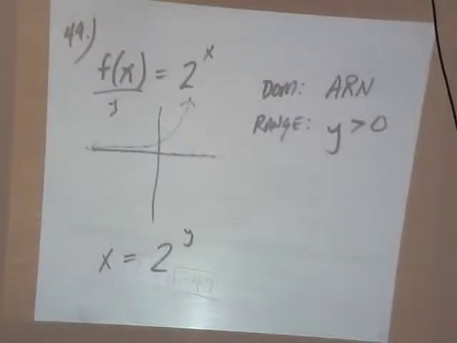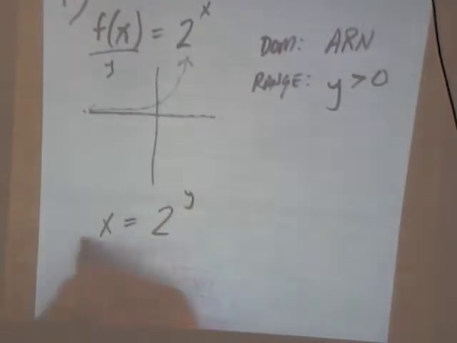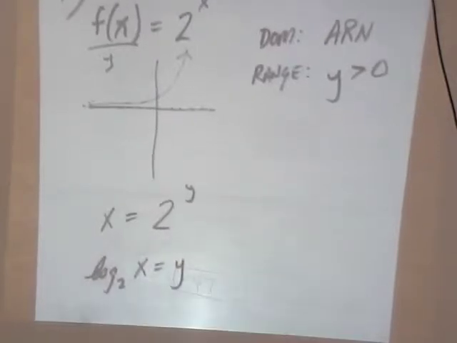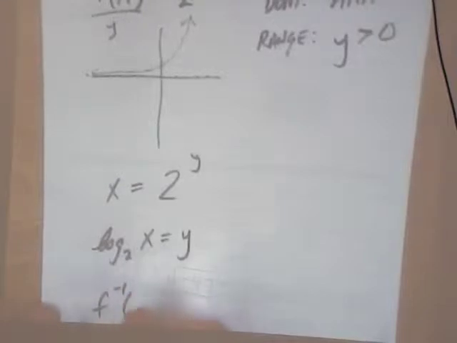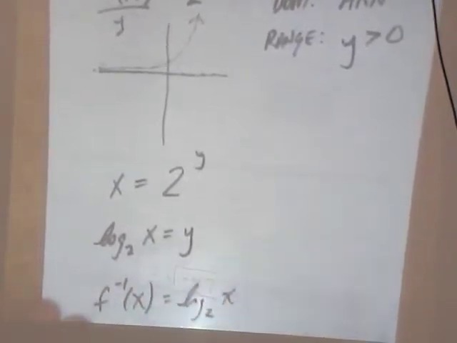Where's the variable we're trying to solve for? It's an exponent. Put it in logarithmic form, right? This is the base, move it over, so it'll be log base 2 of x is equal to y. So the inverse of f of x is equal to log base 2 of x.